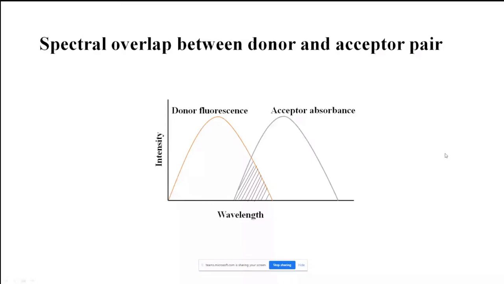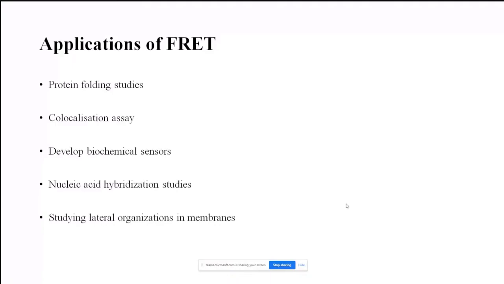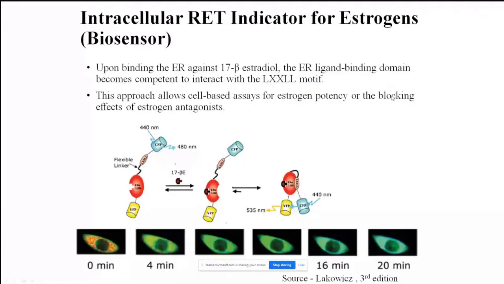If you want to do FRET in cells, you actually need confocal. But if you want to do it in a test tube, you don't need that. In a fluorometer or plate reader, you can do this at the level of pure protein, or protein-DNA, protein-drug, and so on. So FRET is a highly interesting and very sensitive technique because it changes with the inverse sixth power of distance. A little change in distance between the donor and acceptor makes a huge change in energy transfer. People can use this in many ways, for example protein folding studies, co-localization studies, developing biochemical sensors, nucleic acid hybridization studies, and so on. I will just show you one or two examples of this.